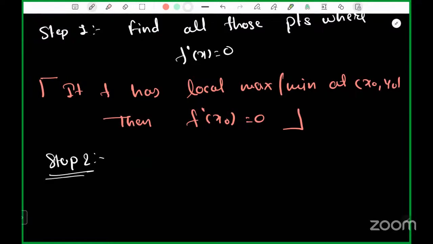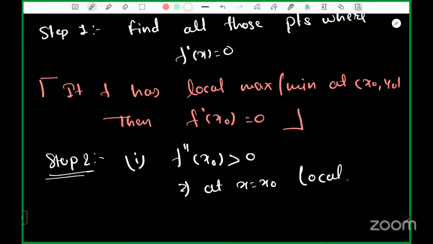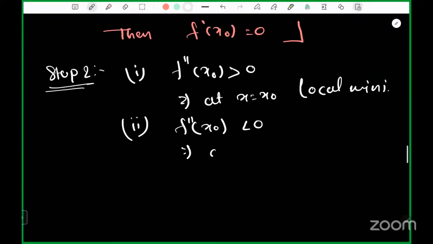Step number 2 is we need to find the value of the double derivative of the function. It works in 3 cases. First, suppose f double dash at x naught is strictly greater than 0, then we can say that at x equals x naught we have a local minima. Second, if the second derivative at that point is less than 0, then at x equals x naught we have a local maxima. So greater than 0 gives a local minima, less than 0 gives a local maxima.